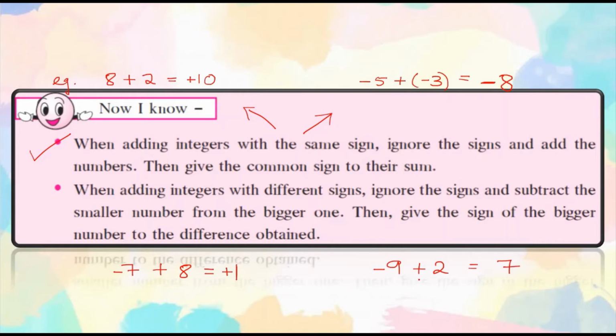And then coming back to the question, which is the greater number? 9 is the greater number. And 9 is having negative sign, that is minus sign. So my answer will also have a minus sign. So this is how we are supposed to solve this. So these are the examples of the second statement which they have given us. So I hope you all have understood the second statement also. Now let's start with our practice set 5.